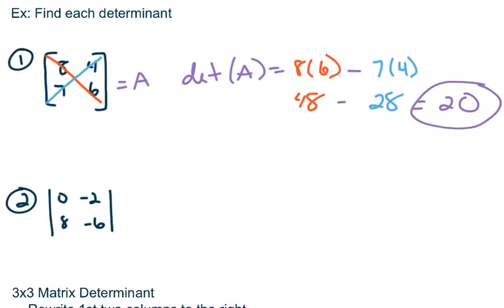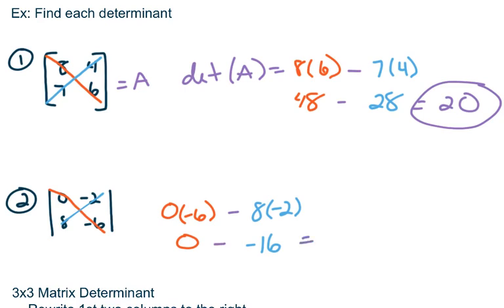Let's try another one here. Now, this time I've got the absolute value brackets, or what looks like absolute value brackets, so we don't necessarily need to do this part. This is already telling us that we need to find the determinant. So let's go ahead and do that. We're going to take our red diagonal, 0 times -6. We're going to subtract the other diagonal, 8 times -2. This time I went from left to right. It doesn't really matter what order you write them in. Let's multiply these together. 0 times -6 is 0. 8 times -2 is -16, and I am still subtracting them, so 0 minus -16 gives me positive 16, and that's all there is for finding a 2 by 2 matrix determinant.